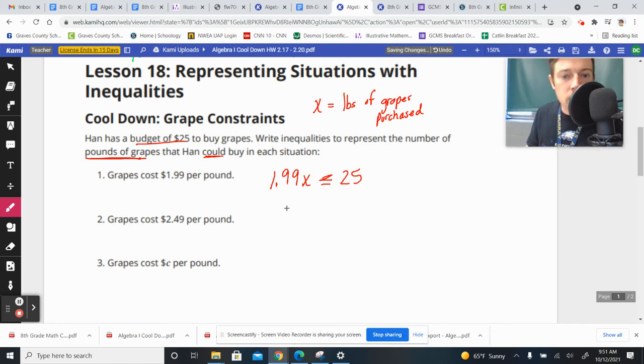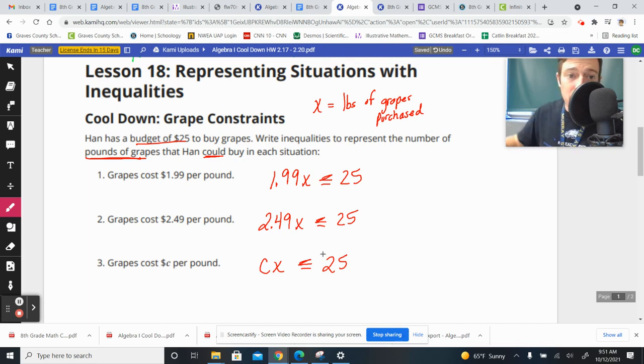And likewise with number 2, the costs change, but your variable does not. It's still going to be how many pounds that you purchase. I mean, it can vary through the problem, but we still need to keep it under $25, his budget. So if we didn't know how much they cost per pound, we could replace the $1.99 with a new variable: what if they cost C dollars per pound. As that varies, we're noticing that C and x's product is always going to tell us how much we spend, which needs to stay under his $25 budget.